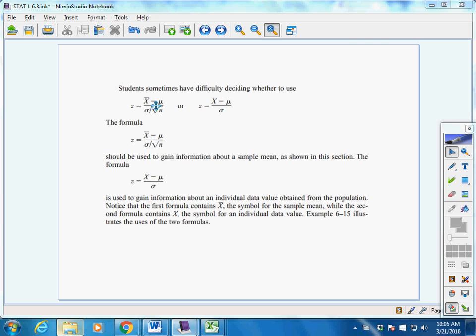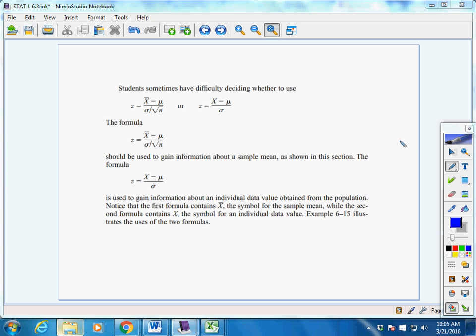This one right here, where we take our sample mean minus our population mean and divide by the standard deviation over the square root of the number in the sample, or we have the one we've been using for our z-value, mean minus population mean over our standard deviation. So how do you know which one to use?